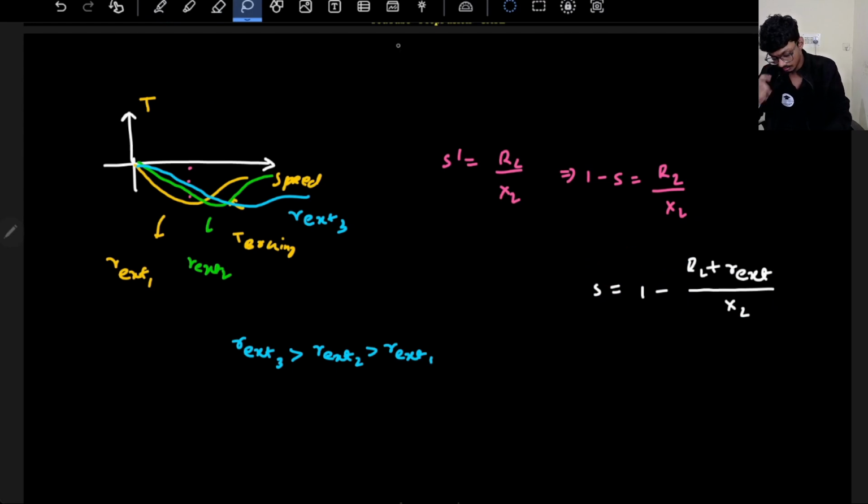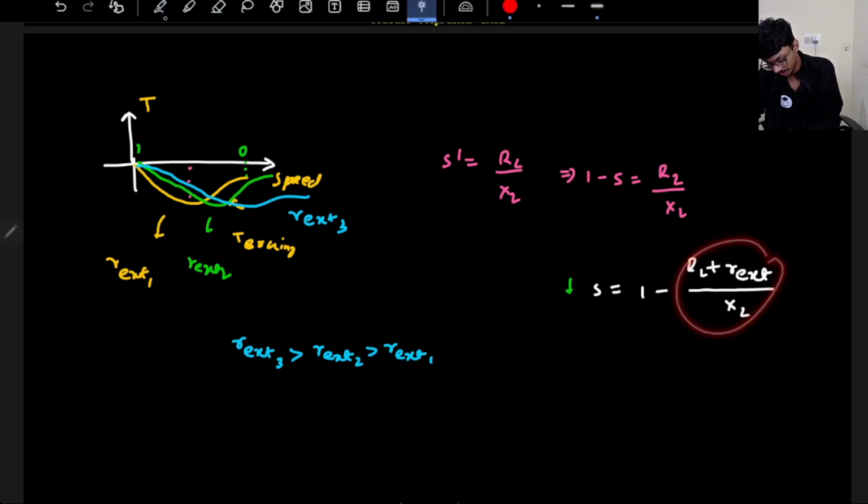Okay, so the more external R I provide, the slip will reduce, correct? And what is the direction of slip? At n equals nr equals ns, the slip is 0, and here the slip is 1. So if I move in this direction, the slip increases, but it is telling me the slip is reducing. So yes, if I move in this direction, the slip will reduce. So the more external resistance I add, the slip will reduce.